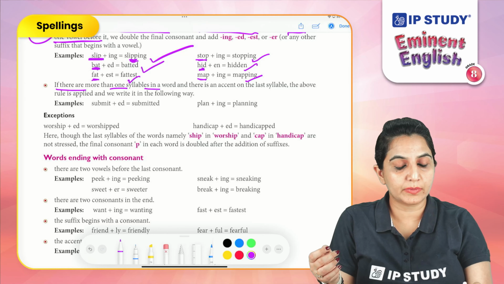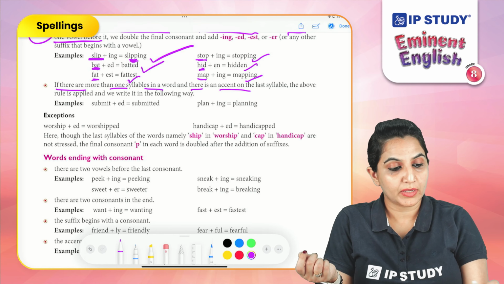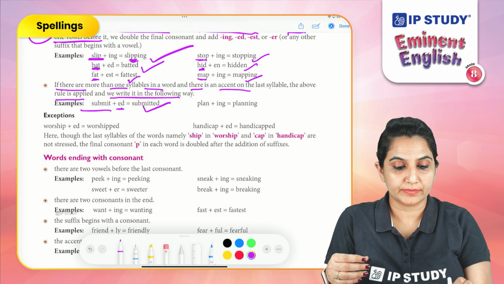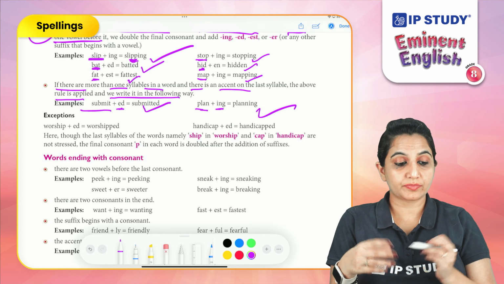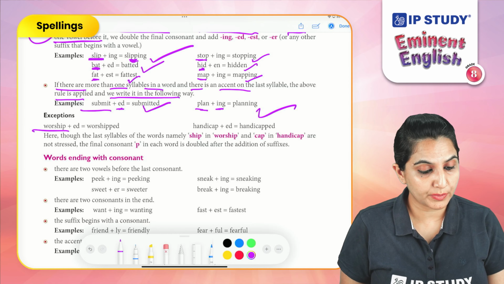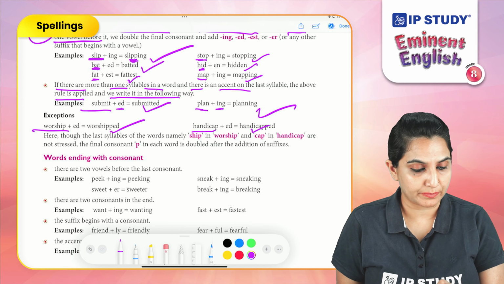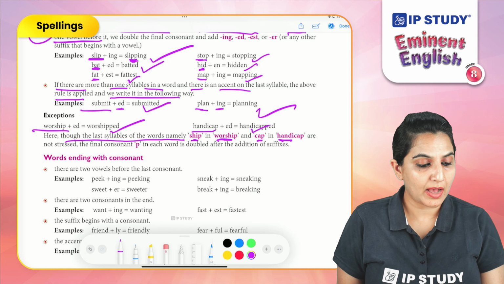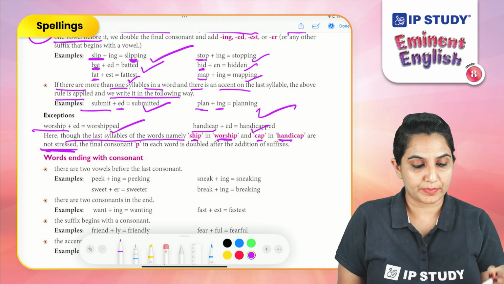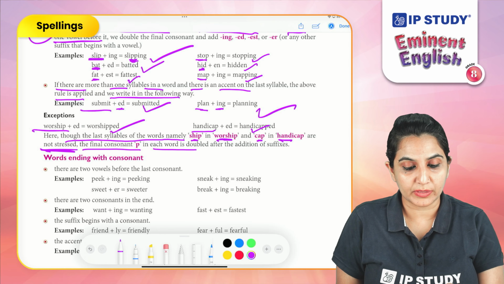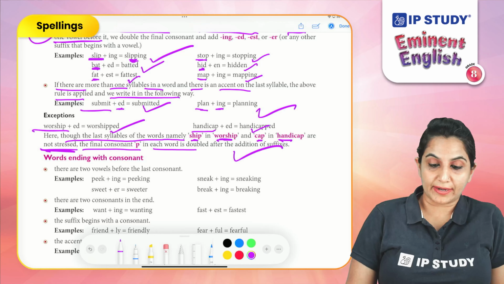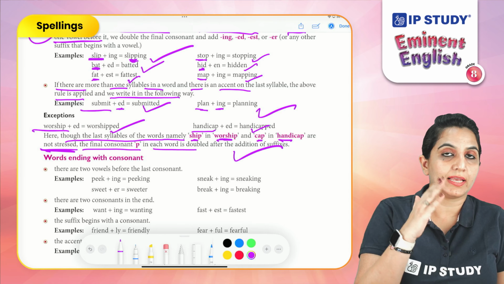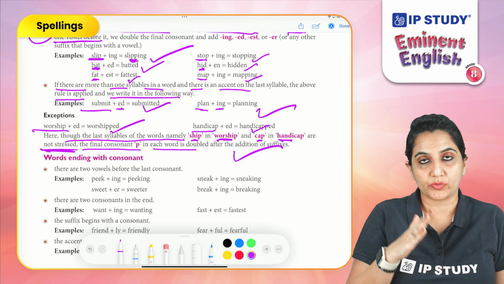If there is more than one syllable in a word and there is an accent on the last syllable, the above rule is applied, like submit, submitted; plan, planning. There are also exceptions to it, like worship, worshipped, handicap, handicapped. Though the last syllables, ship in worship and cap in handicap, are not stressed, the final consonant P in each word is doubled after the addition of suffixes. In batted and slipping there is a lot of stress on those consonants, but in worshipped and handicapped we do not stress it.